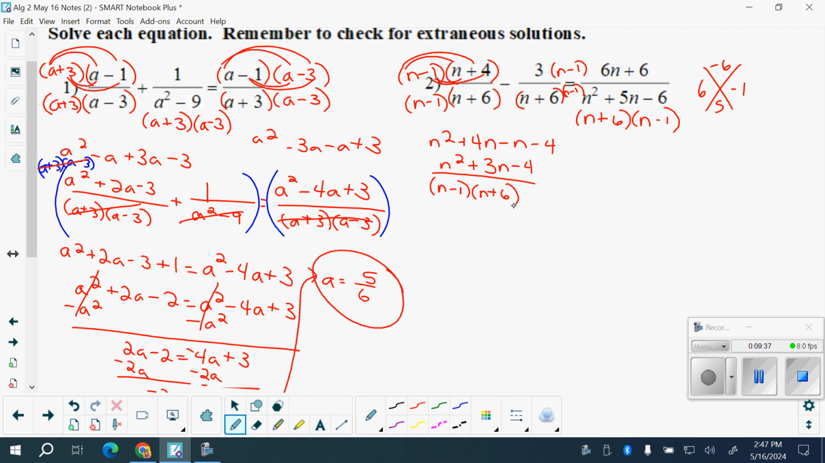And then what I'm going to do is, as I rewrite this, I'm going to distribute a negative 3 here, because this is a minus, so we want to distribute that negative 3. So really common to make a mistake on that. So that's a negative 3. So that's going to be a negative 3n plus 3.